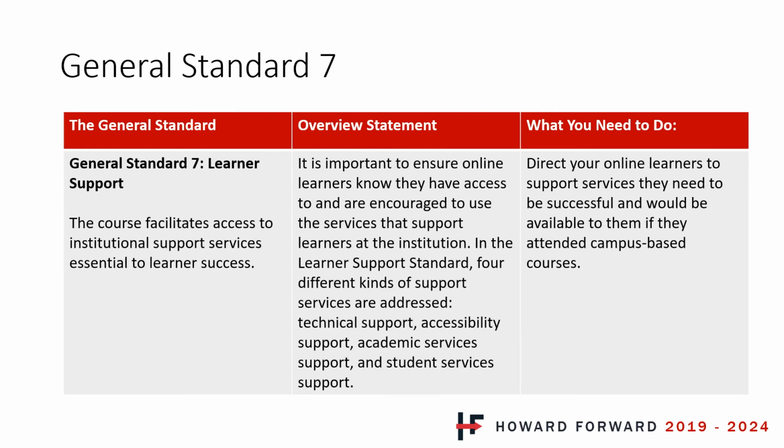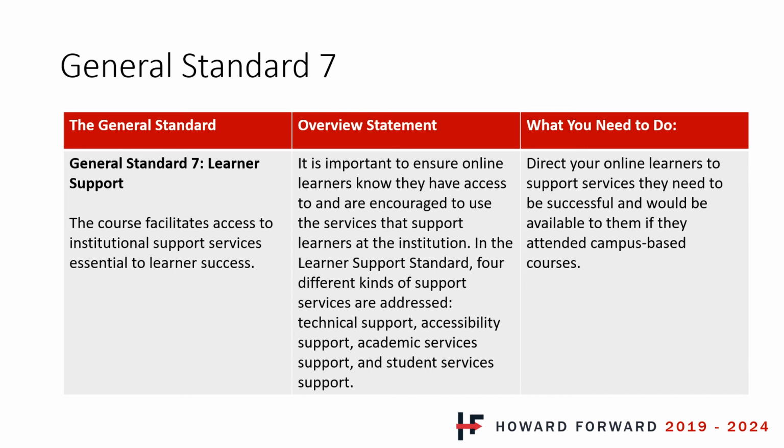General Standard 7, Learner Support. The course facilitates access to institutional support services essential to learner success. It is important to ensure online learners know they have access to and are encouraged to use the services that support learners at the institution.